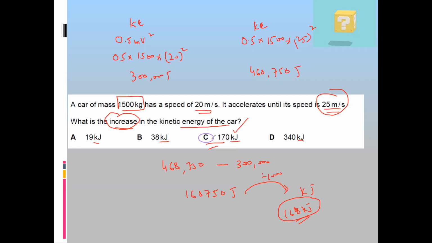Is the discussion clear? Because they're asking the increase in the kinetic energy or the change in kinetic energy or the difference in the kinetic energy.